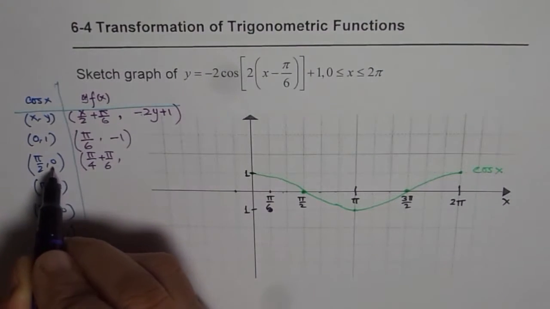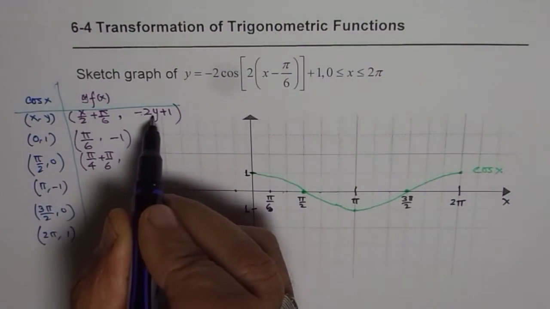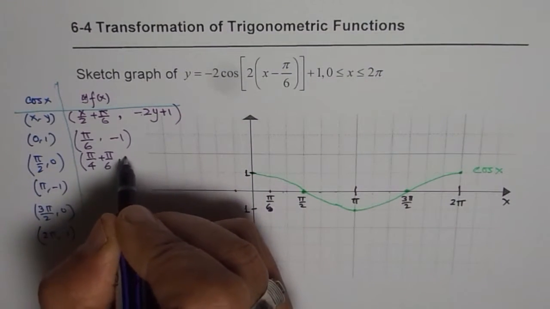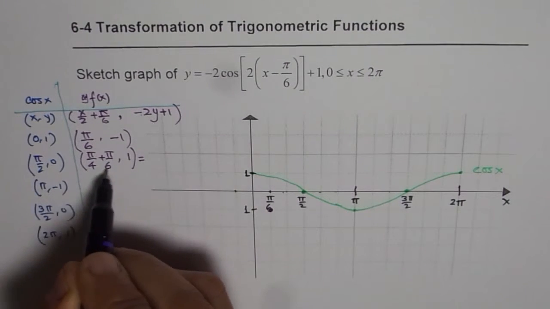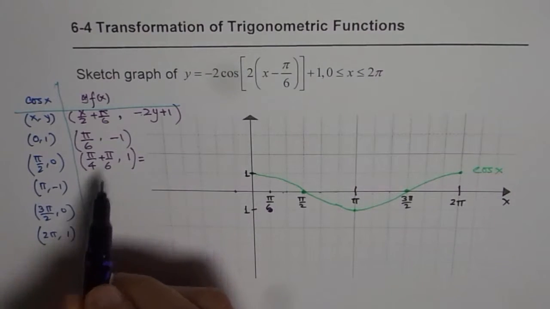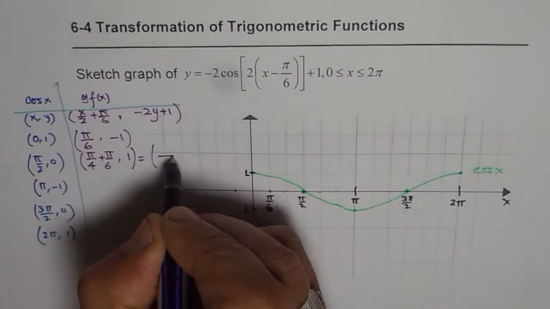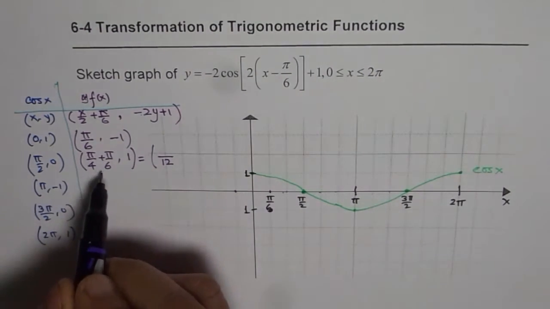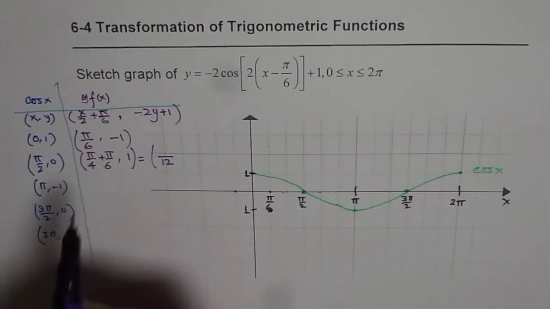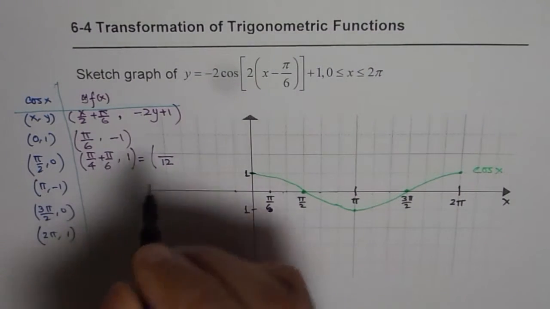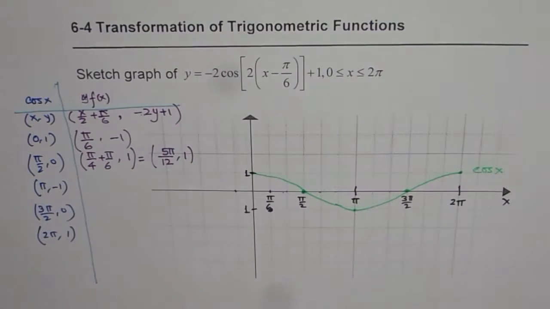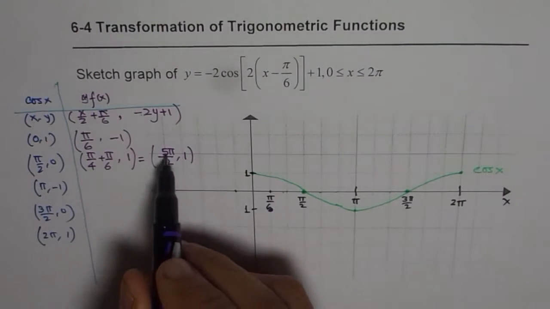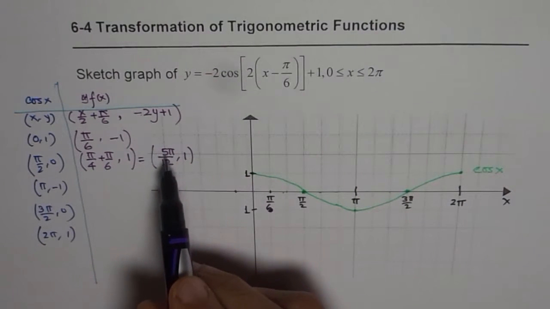And for the y value, 0 times anything is 0 plus 1. So we get 1 here, right? So which is the same as, let me add this. We can take 12 as the common denominator. To get 12, we get 3 plus 2, 5, right? 5 pi by 12, 1 is the next point. So it is positive 1 and the value is 5 pi by 12.